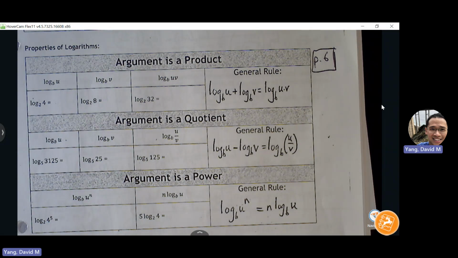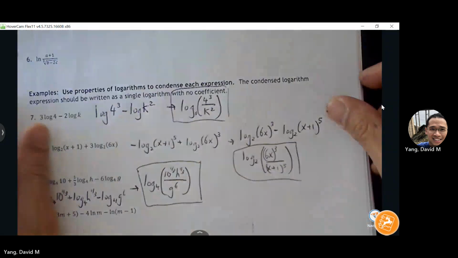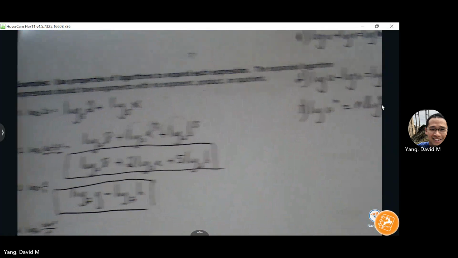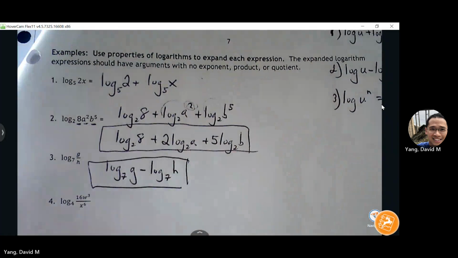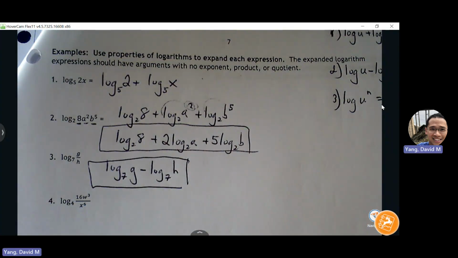So let me go through some of the problems that I did yesterday in class. On page 7, we talked about how we can expand these terms, because you see that 2 and the x are kind of representing the u and v, so we can expand it into log base 5 of 2 plus log base 5 of x.